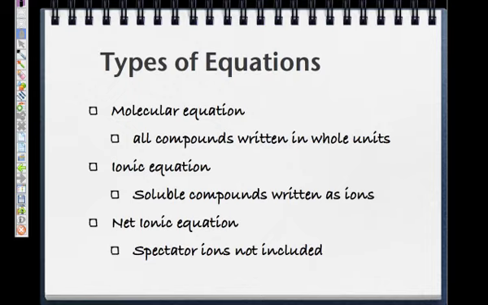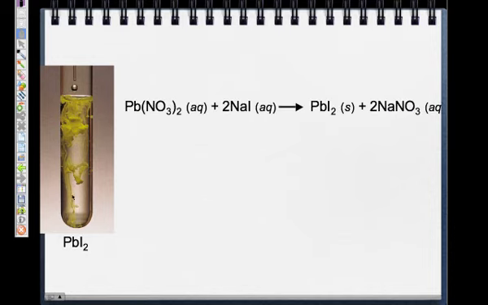What would it be like at a sporting event? Where are the spectators, or what are they doing? They're just watching. Are they involved in the game or anything? No. So the spectator ions are the ions that aren't really involved in changing state. They aren't involved in the actual chemical reaction. So they're going to be taken out because they don't really have anything to do with the reaction. So here are some examples. If we have two solutions combined, here's lead nitrate and sodium iodide.